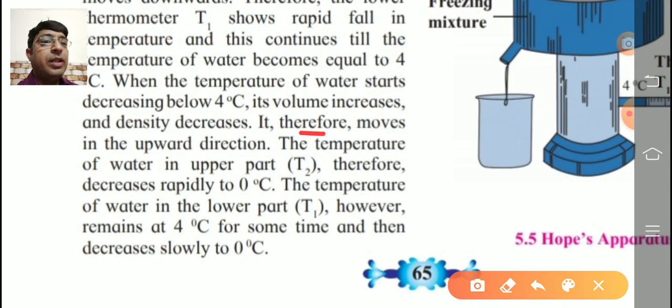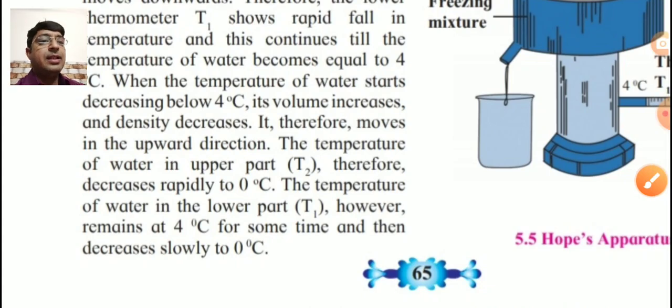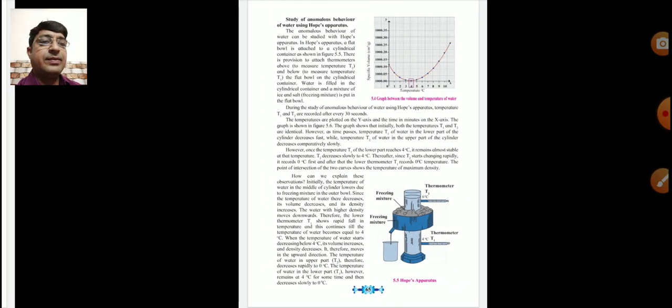Therefore, what happened? It moves in the upward direction. The temperature of water in the upper part, that is T2, decreases rapidly to 0 degrees Celsius. The temperature of water in the lower part, that is T1, however, remains at 4 degrees Celsius for some time and then decreases slowly to 0 degrees Celsius. That happens with the help of Hope's apparatus.